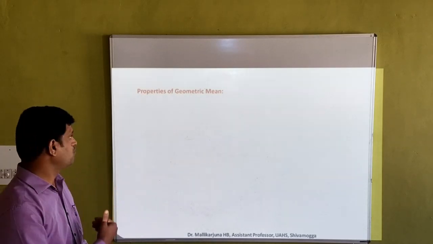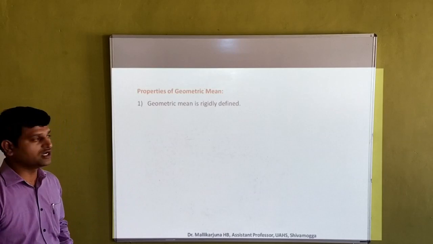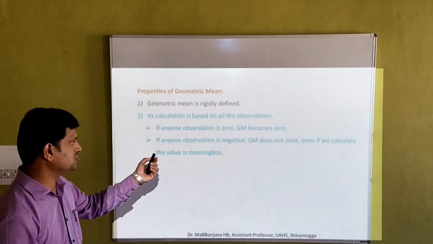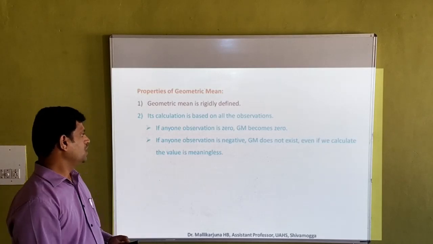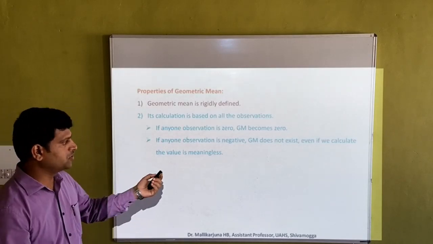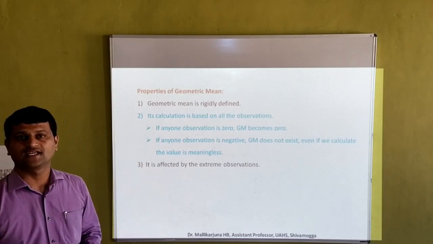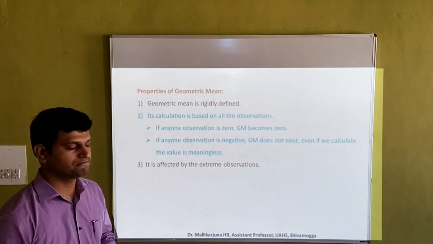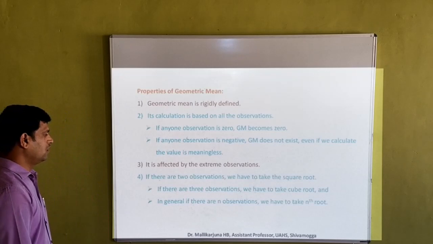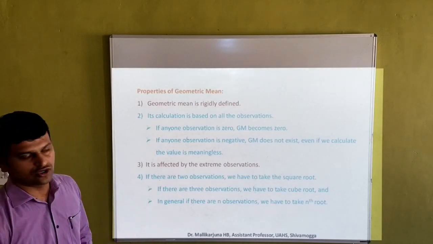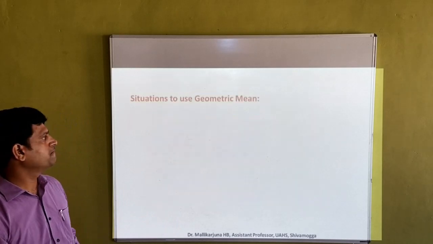Come to the overall properties. Geometric mean is rigidly defined. Its calculation depends on all the observations. If any one observation is 0, the geometric mean becomes 0. If any one observation is negative, the geometric mean does not exist. It is affected by extreme observations. If there are 2 observations, square root. If there are 3 observations, cube root. If there are n observations, nth root.